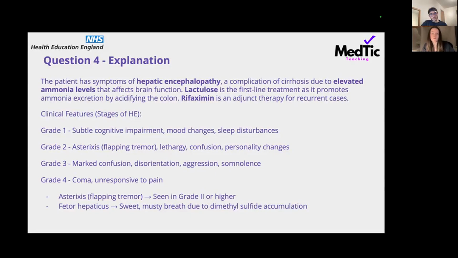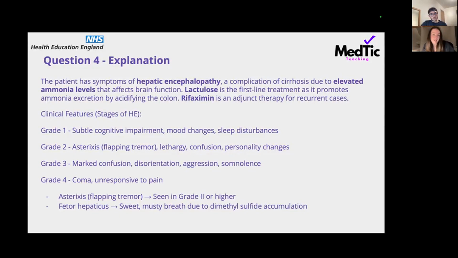So lactulose is the first line treatment because it promotes ammonia excretion by making the colon more acidic. And then we can also use other things as adjunct therapies for recurrent cases. But most people go on lactulose first of all.